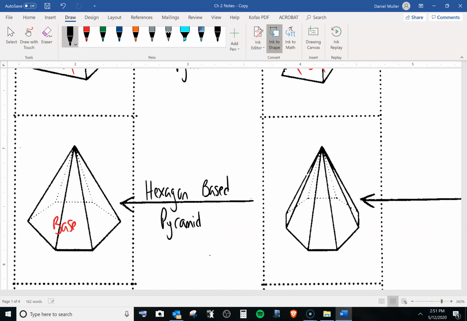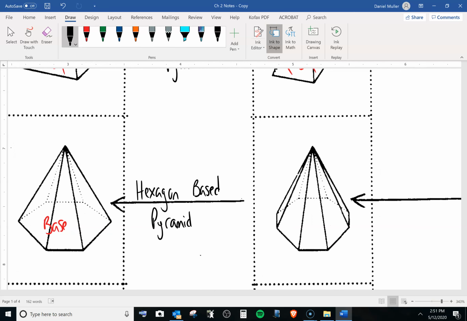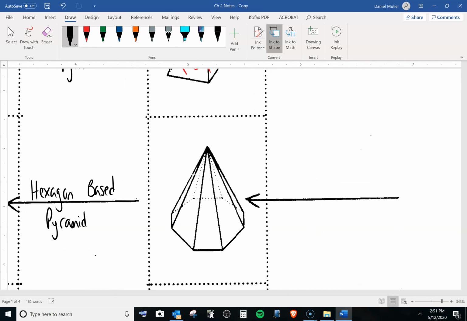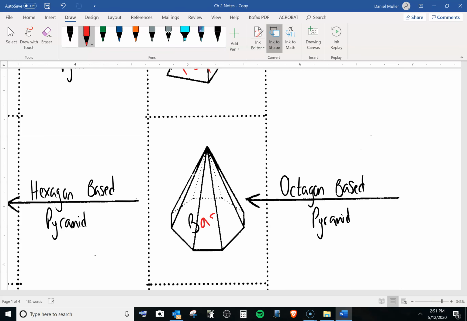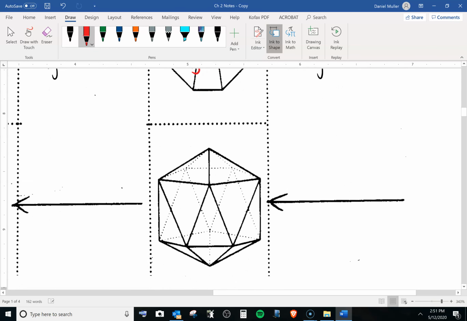And then I'm assuming this is going to be that 8-sided thing. 1, 2, 3, 4, 5, 6, 7, 8. Yeah, 8. So this is an octagon. Based, and it comes to a point, so we say a pyramid. So again, our base is down here. Is there any more?